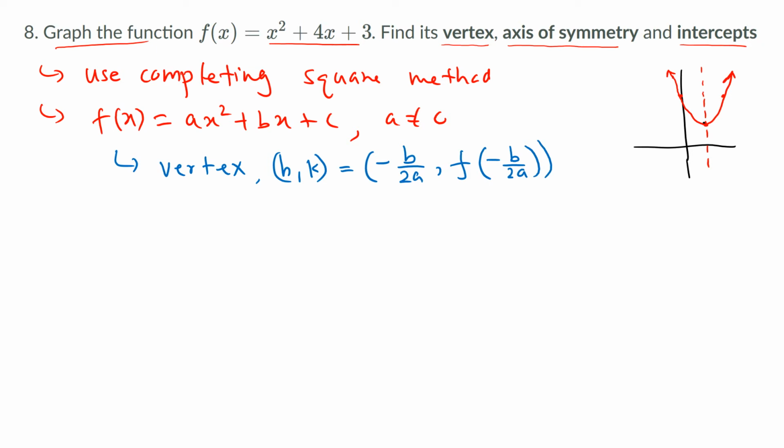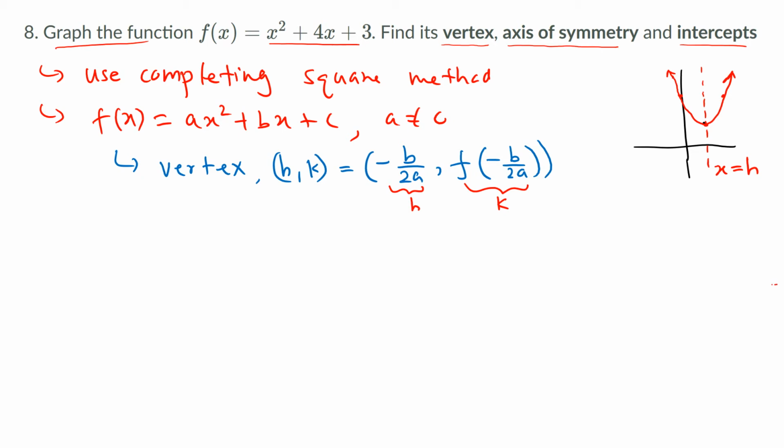So that's the h value, and that's the k value. So you plug in that h value into the function. So that is the vertex. Once you know the vertex, and because we know that the axis of symmetry is simply x equal h, once you know the h value, just set x equal h. That's going to give the axis of symmetry.